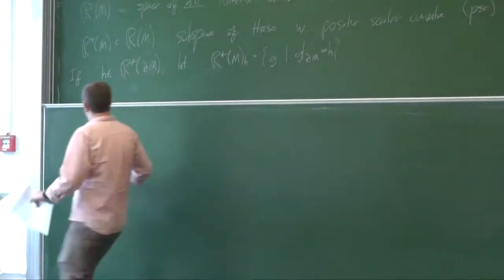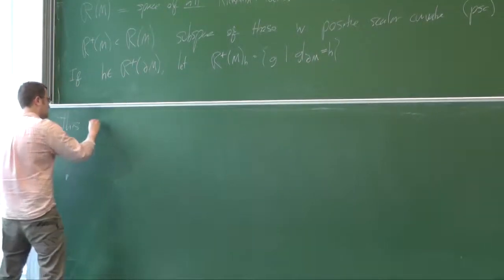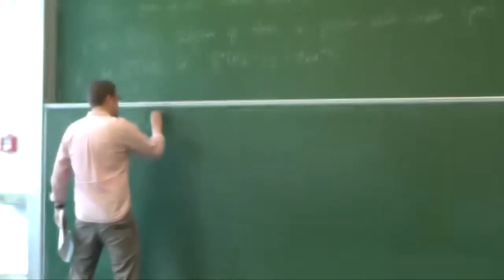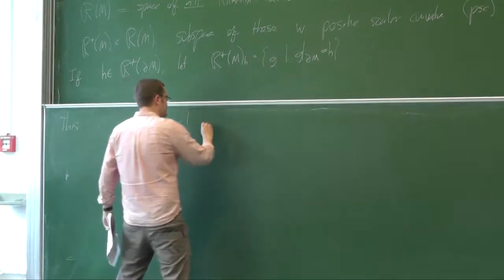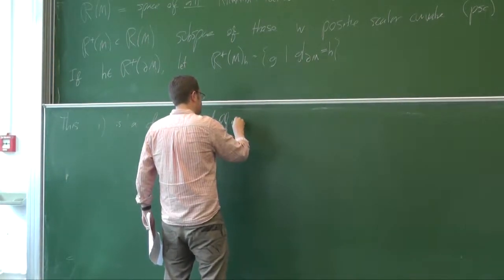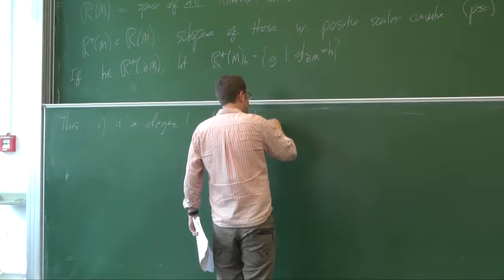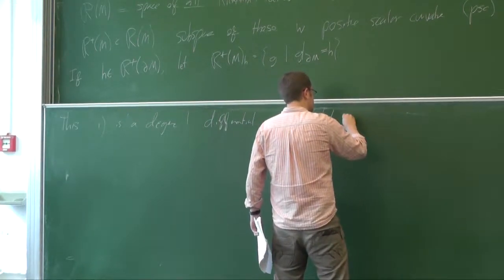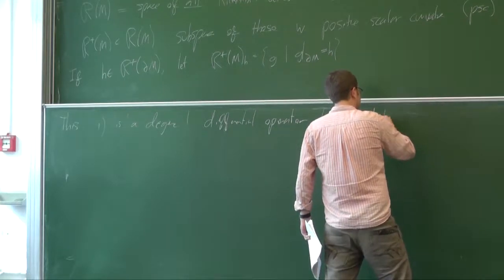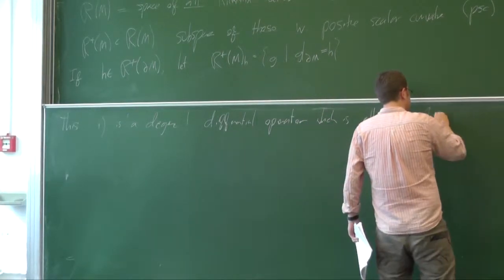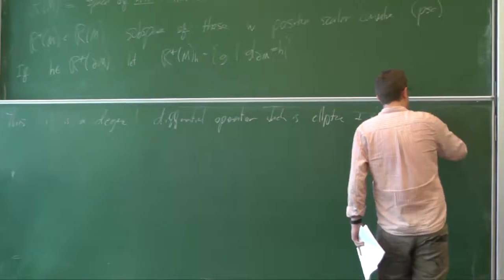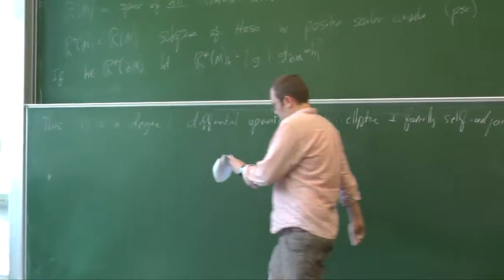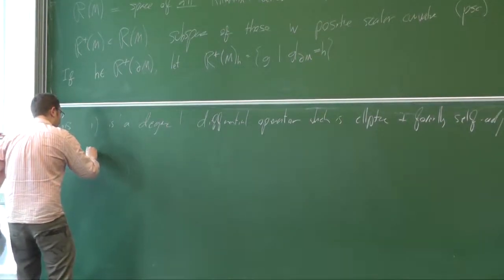So this has, firstly, it's a degree 1 differential operator, which is elliptic and formally self-adjoint. So that's the operator part.